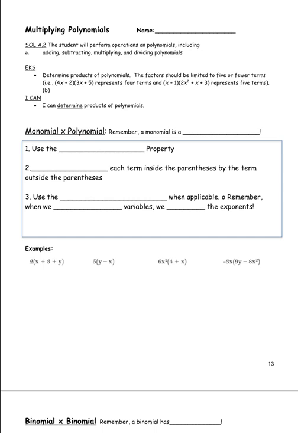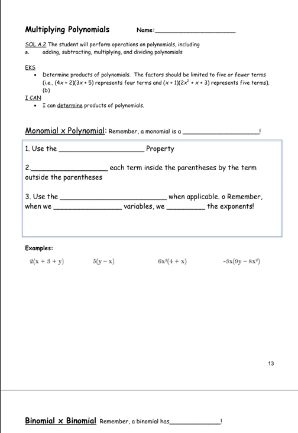All right. So just a quick thing. Remember that a monomial is a polynomial with one term. We worked with this in the past. So when we're multiplying a monomial times a polynomial, we use the distributive property, and then we are going to multiply.